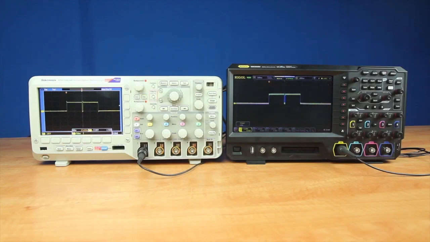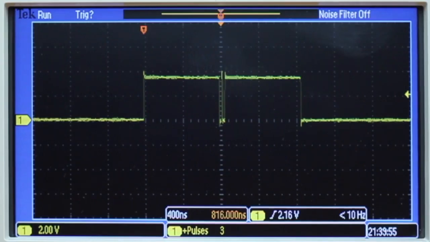Let's compare the memory depth between the Tektronix MSO2000B series oscilloscope and the RIGOL MSO5000 series oscilloscope. The Tektronix is running firmware version 1.56.